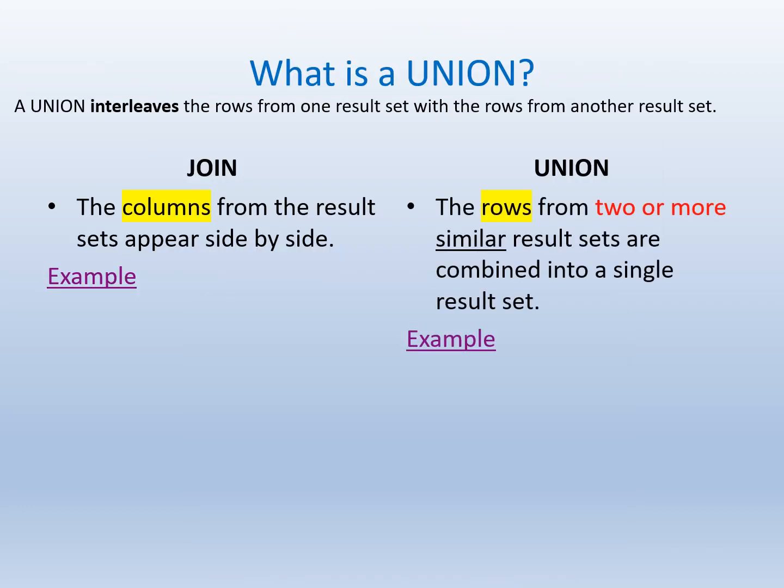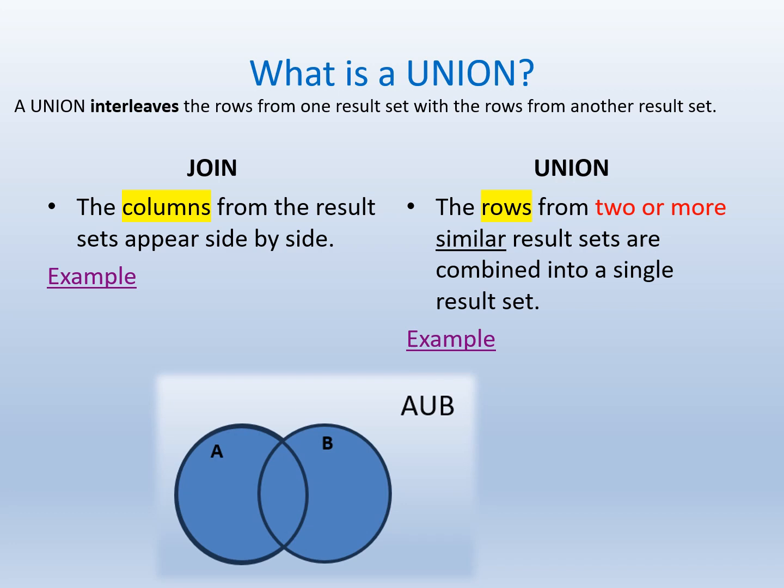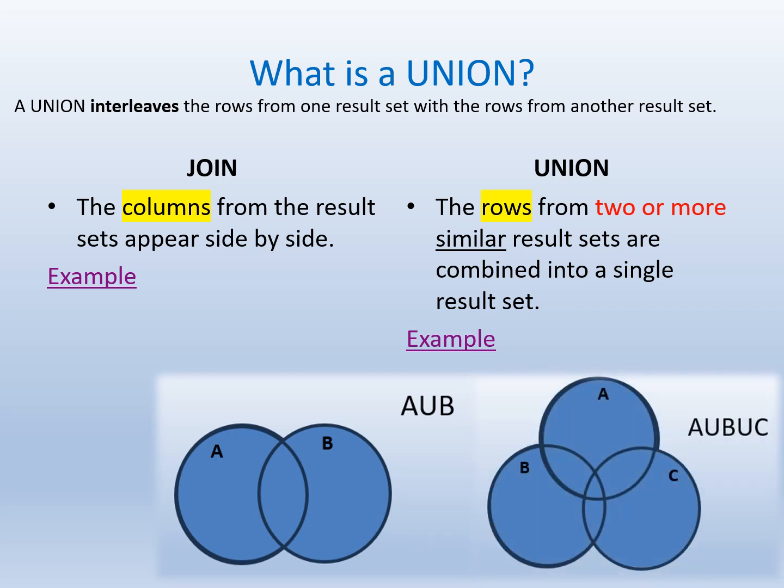With a union, the rows from two or more similar result sets are combined into a single result set. For example, here we have the representation of the union of two sets, and here we have the representation of the union of three sets.